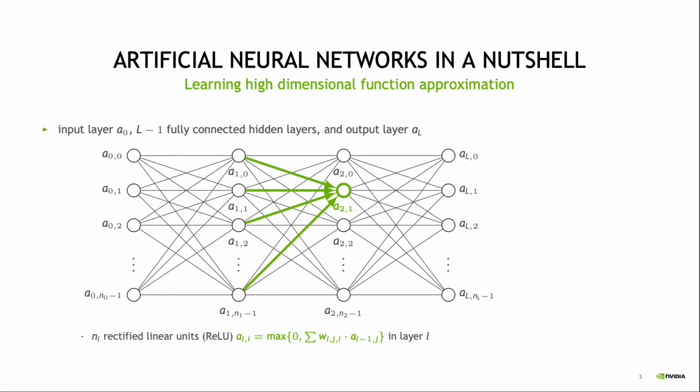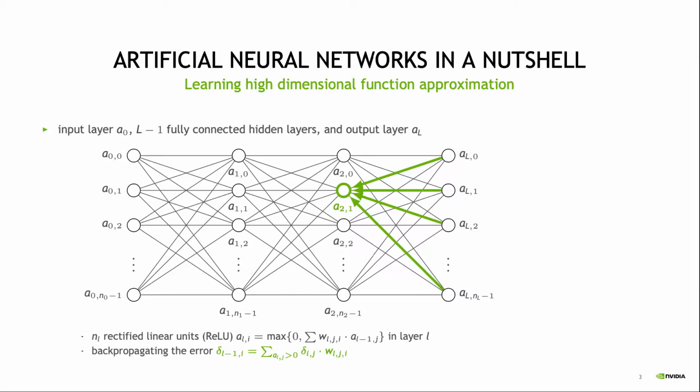Each neural unit computes a weighted average of the activations in the previous layer. If the average is negative, it is clipped to zero. Otherwise, the neural unit is called active and passes on the average. The weights, in fact, can be learned from pairs of training data.